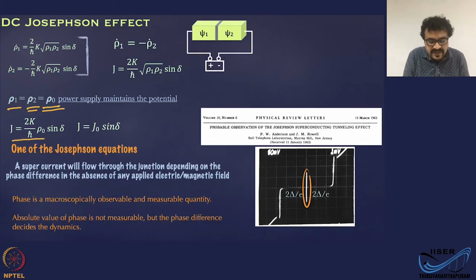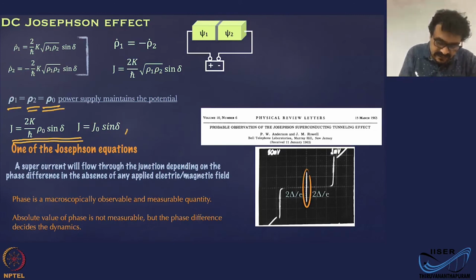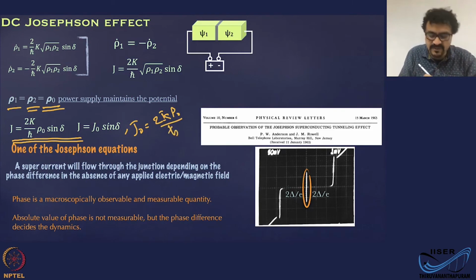So the current density is proportional to rho 0 sine delta, or you can write J is J0 sine delta, where J0 is all the constants absorbed. J0 is 2 kappa rho 0 by h bar. That's what J0 is.